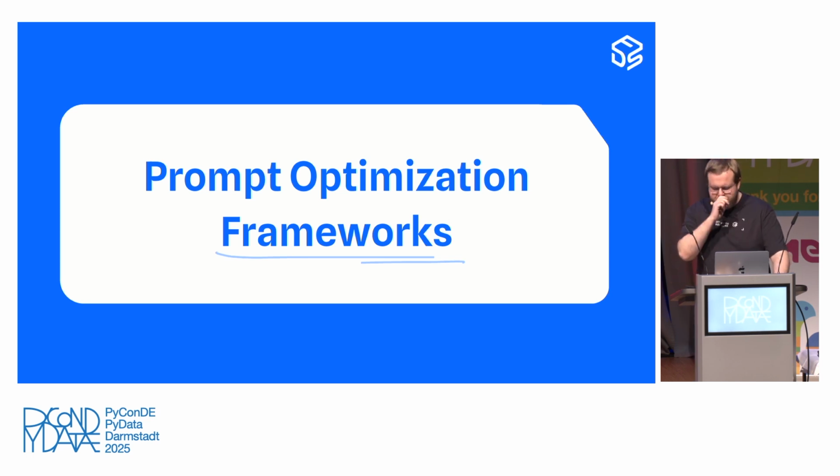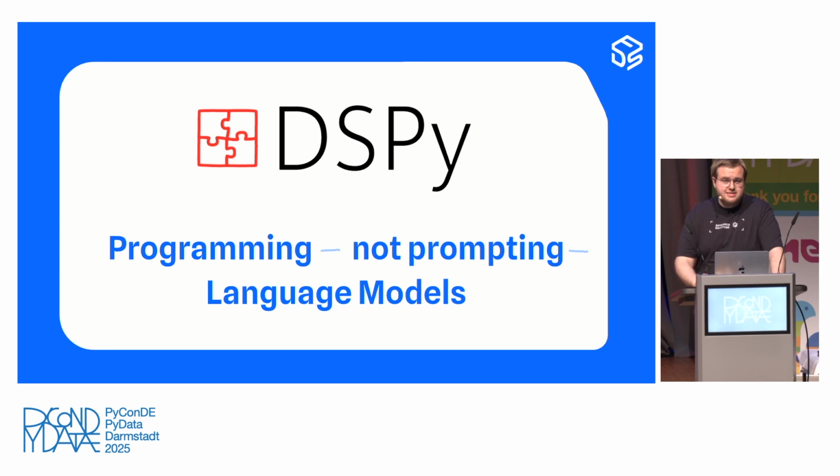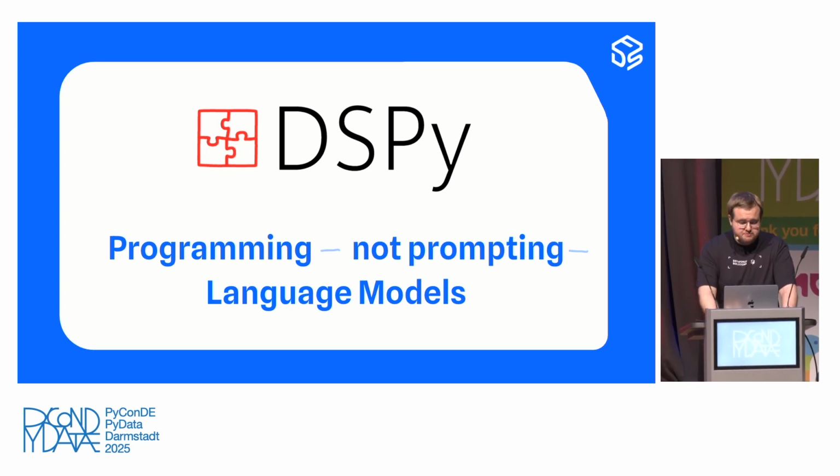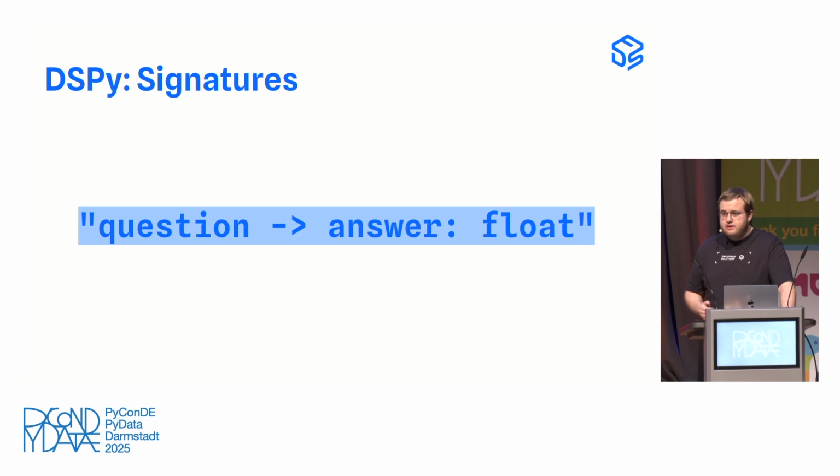Yes, so when it comes to prompt optimization frameworks, without any doubts, the most popular one is DSPy by Stanford NLP. And as their own motto says, it's used for programming, not prompting language models. And indeed, in DSPy, prompts are completely abstracted away from the users through a concept known as signatures.